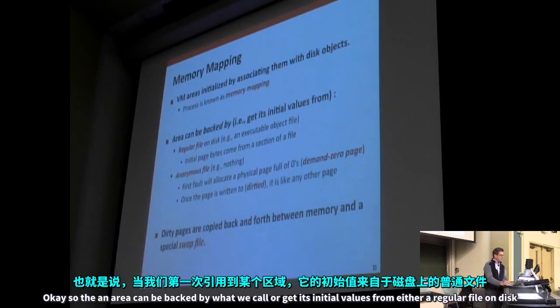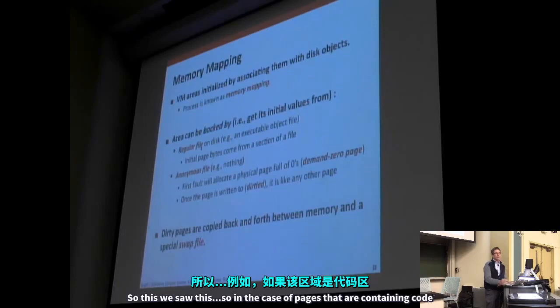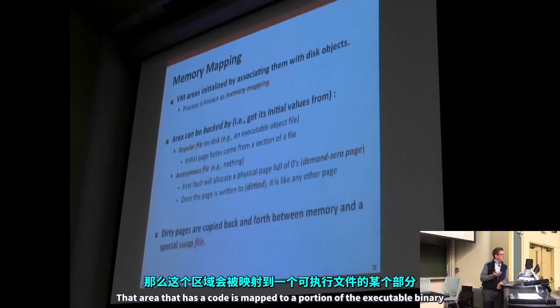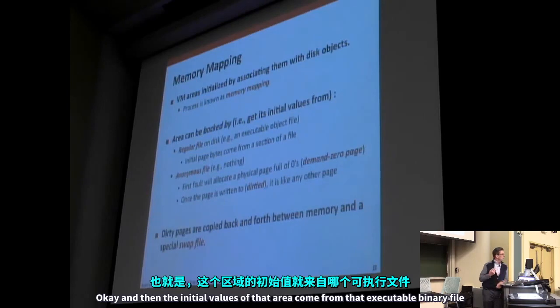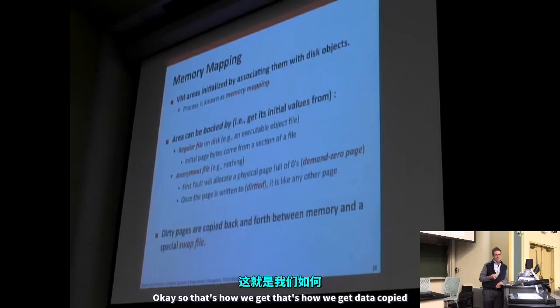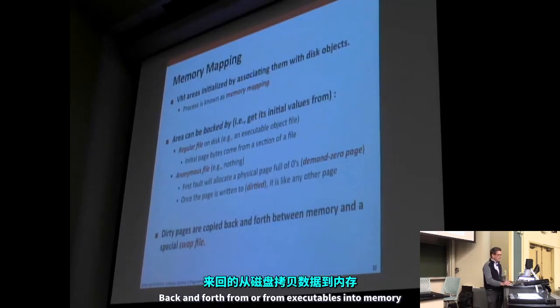Okay, so an area can be backed by, or get its initial values from, a regular file on disk. So we saw this in the case of pages containing code: that area that has code is mapped to a portion of the executable binary. Then the initial values of that area come from that executable binary file. That's how we get data copied back and forth from executables into memory.